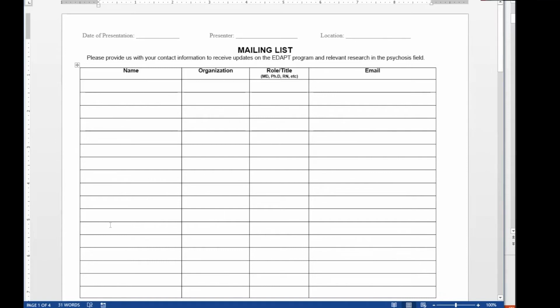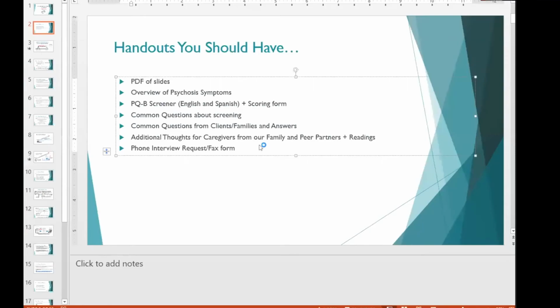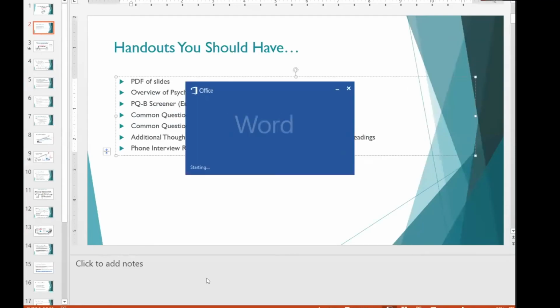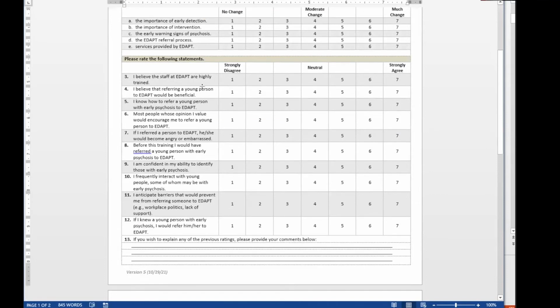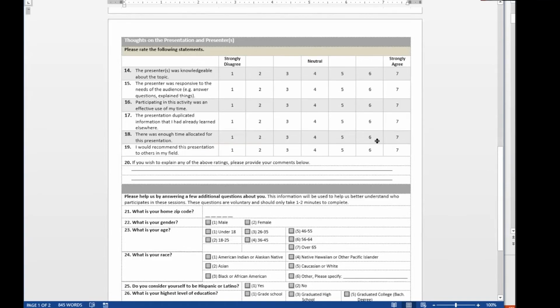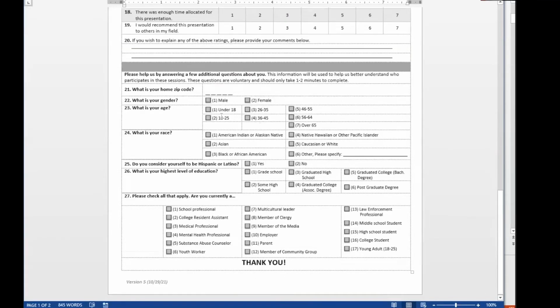And so one of the things that we had been doing is having this mailing list. Additionally, I would collect information. I would get a participant evaluation, and that evaluation would cover their prior knowledge of psychosis, what they learned, and other feedback, like, are we highly trained? I would encourage someone to be referred to this program. Feedback for the presenter and on the presentation, and then down here, demographics.